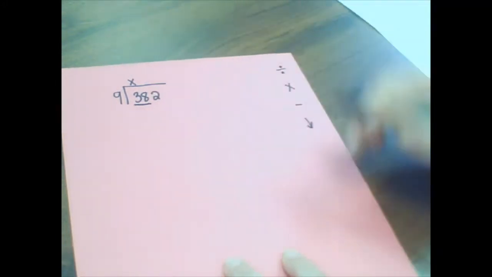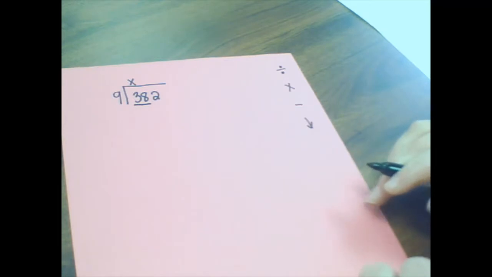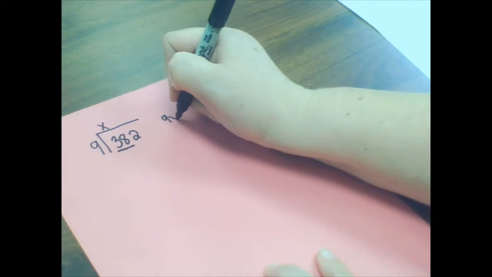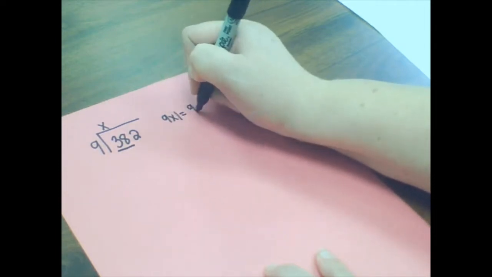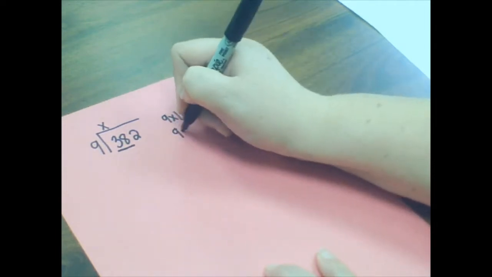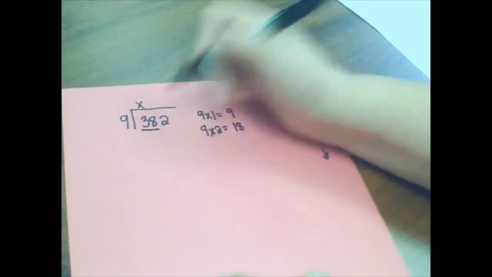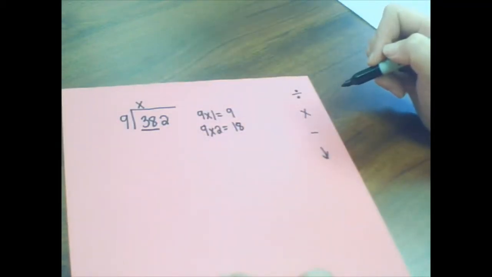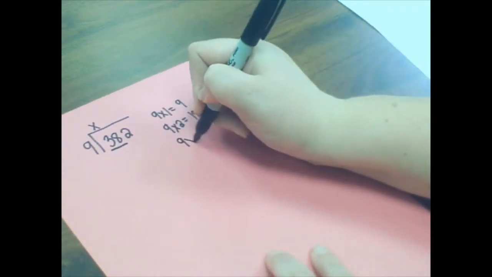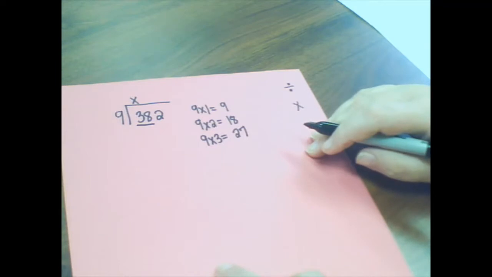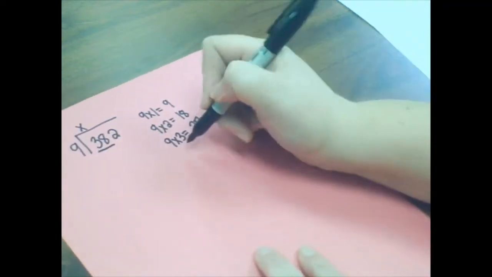Can 9 go into 38? Of course it can. We just have to figure out how many times. So I need to start writing my facts. 9 times 1 is 9. 9 times 2 is 18. Remember, I'm trying to get to 38 or as close to it as I can. 9 times 3 is 27. I'm not at 38 yet, so I have to keep going.